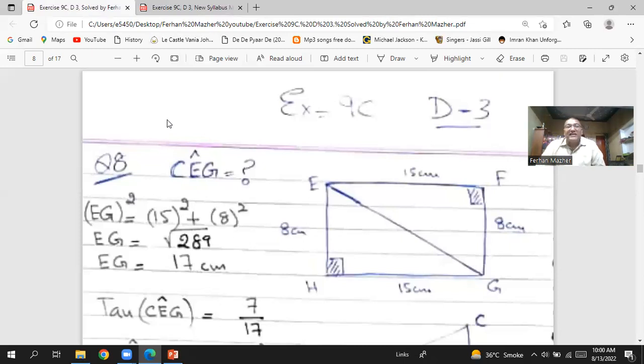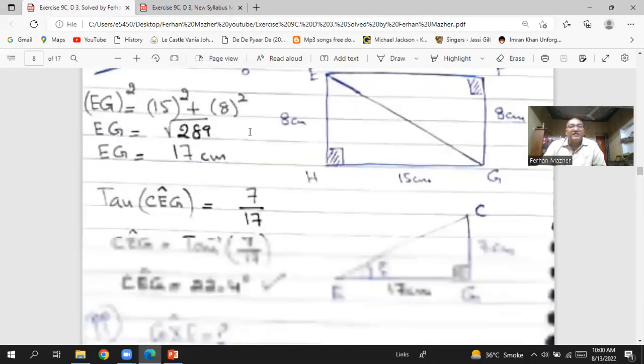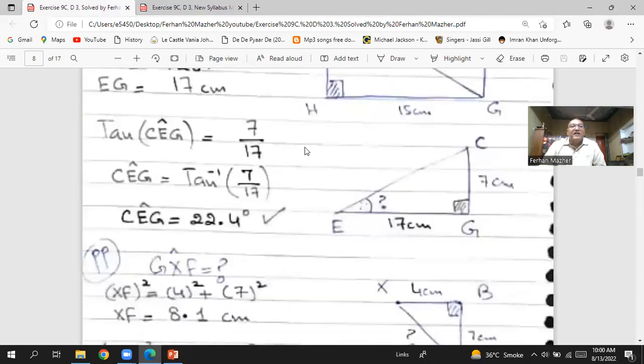And once I know the EG, then I can take the other triangle, and that triangle is EGC. The CG side is 7 centimeter and the EG side is 17 centimeter. And I want to know the CEG angle. So it's a right angle triangle. I want to know that angle. The side opposite to that angle is 7 centimeter. The base is 17 centimeters.